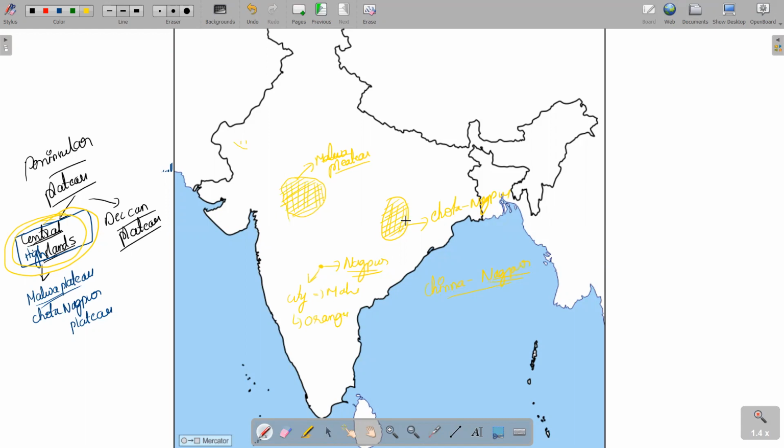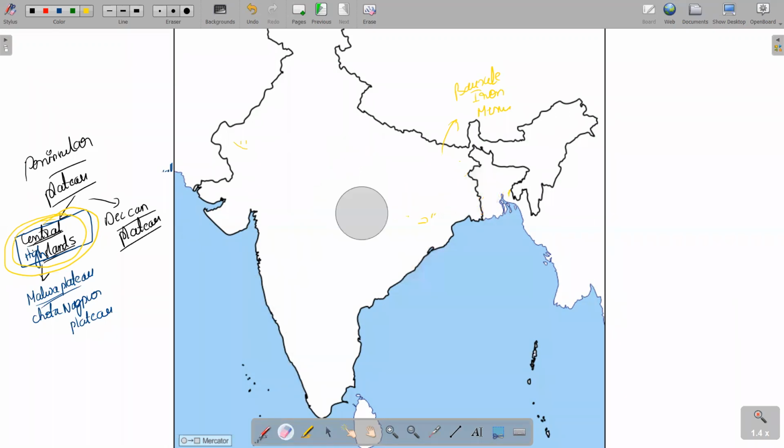But this Chota Nagpur Plateau, which is present in Chhattisgarh and Jharkhand, is highly famous for minerals. Bauxite, that is aluminum, iron, or any other minerals can be found very easily in this Chota Nagpur Plateau. So this is your Central Highlands. I hope it is clear, because only two locations have been given, Malwa Plateau and the Deccan Plateau. And the next one is the Deccan Plateau.